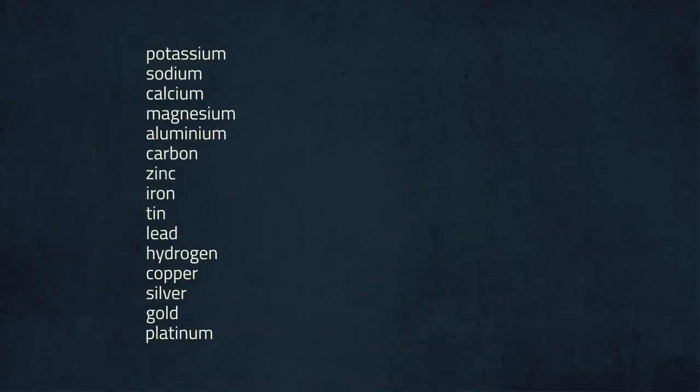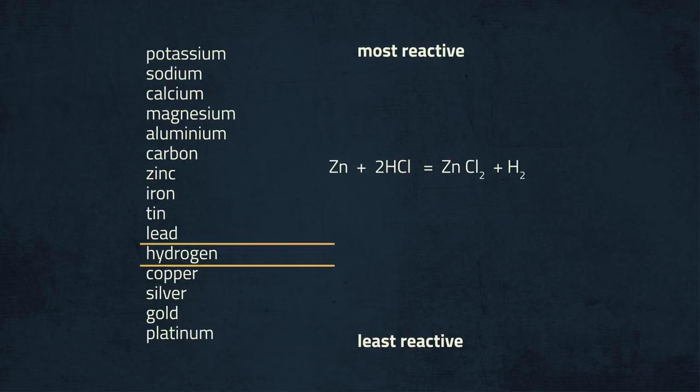Thus, metals above hydrogen in the reactivity series normally react with acids to form hydrogen, like zinc with hydrochloric acid. However, if the metals form an insoluble salt, little reaction will occur, for example lead in sulfuric or hydrochloric acids.